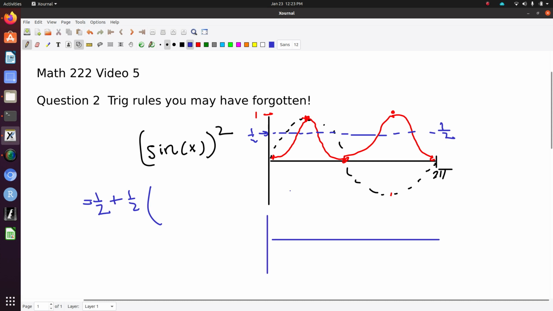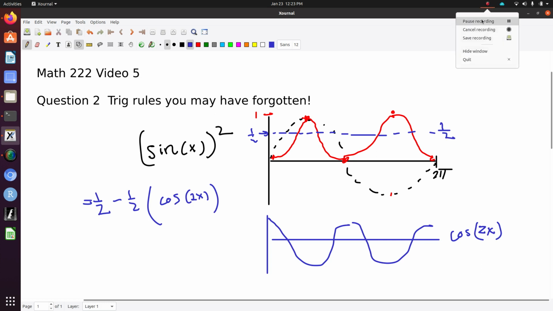Let's see. So it would otherwise have looked like cosine, right? 2 copies of cosine. So this here is what it would look like, a cosine, but it's twice as fast. So it would be like cosine of 2x, all right? So it's going to be minus cosine of 2x. Okay, so I think that's enough of a clue.